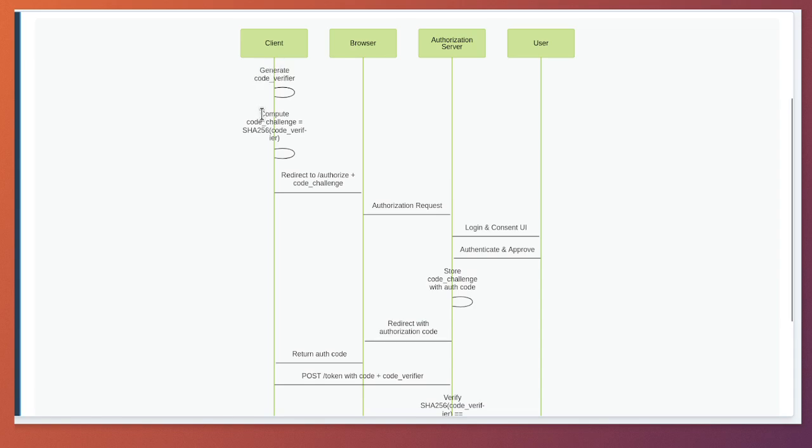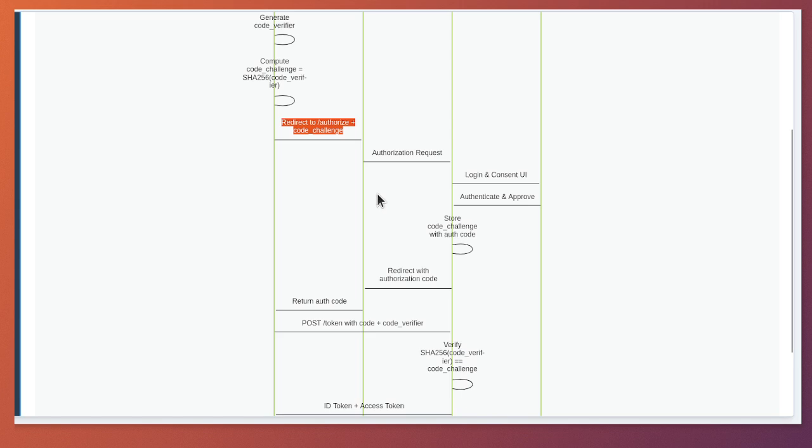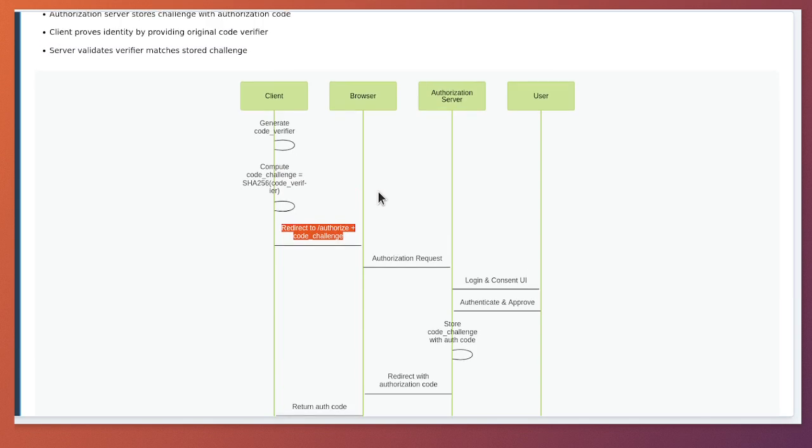Next, the client computes the code challenge by taking the SHA-256 hash of the code verifier and base64 URL encoding the result. The client then constructs the authorization request URL. This is a redirect to the authorization server that includes several important parameters: the client ID that identifies the application, the redirect URI where the response should be sent, the response type which is code for the authorization code flow, the scope which defines what permissions are being requested, and critically for PKCE, the code challenge and the code challenge method which should be S256.